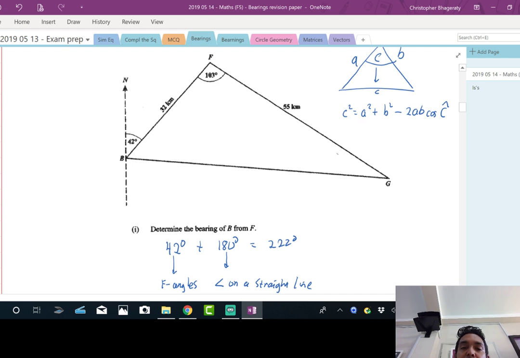All we have to do is label our sides. Let's call this side a, this side b, and this is angle C. So it would be 32 squared plus 55 squared minus 2 by 32, by 55, by cosine 103. This is for BG.